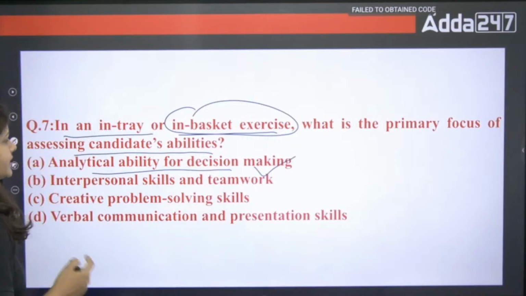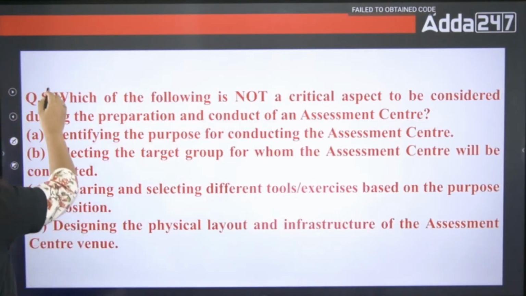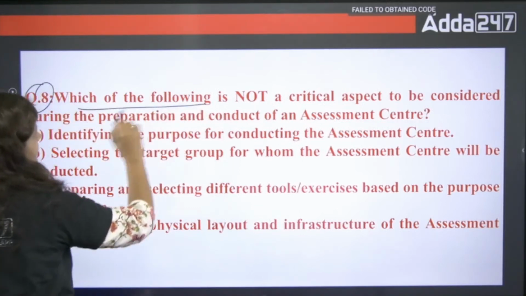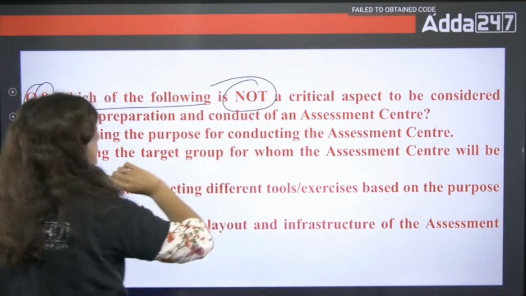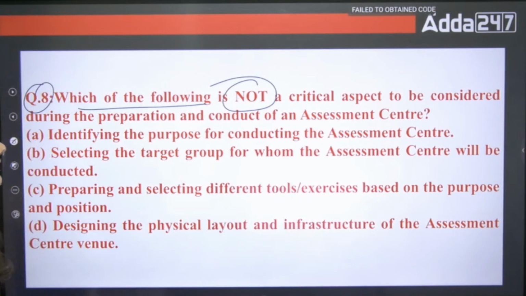What decision you are taking, that is the analytical ability. Then question number 8 is, which of the following is not, we are talking about the not, a critical aspect to be considered during the preparation and conduct of an assessment center, right? Which one is not, basically?